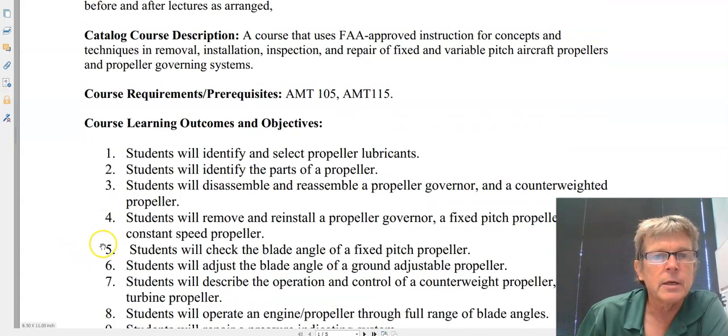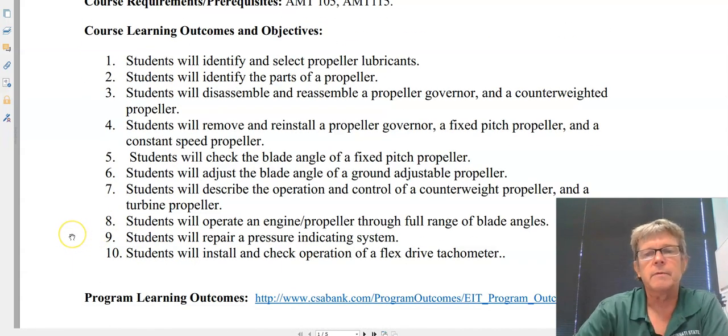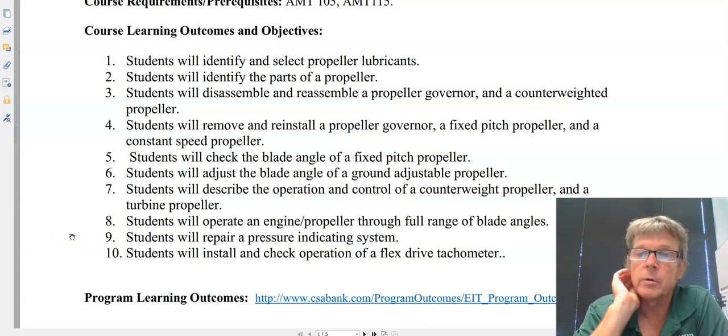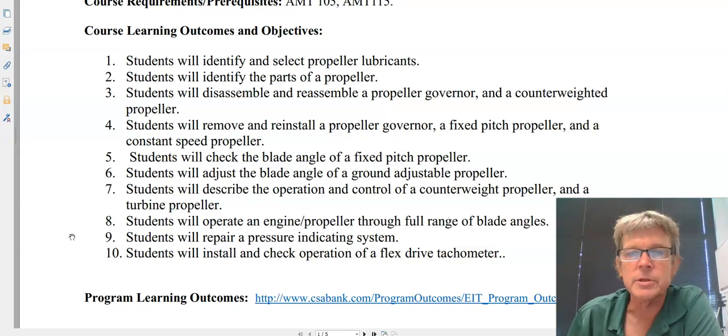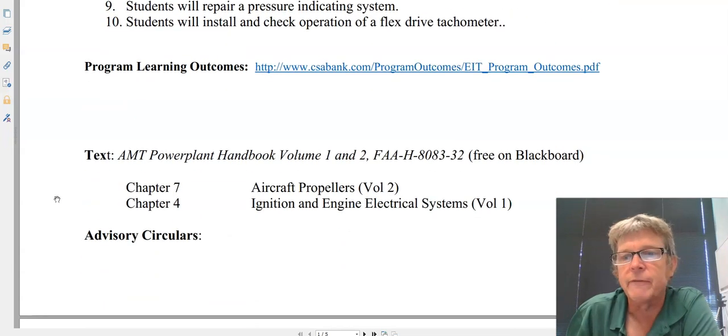So the rest, here's the learning outcomes and objectives. This is what comes out of the course catalog on this class. We'll balance props. We'll take the props apart. We will work on prop governors. We'll look at lubricants. We'll measure blade angles, tachometers, and then the last part of the class is engine indicating systems. So stuff like tachometers, oil temp sensors, those things like that for engines.